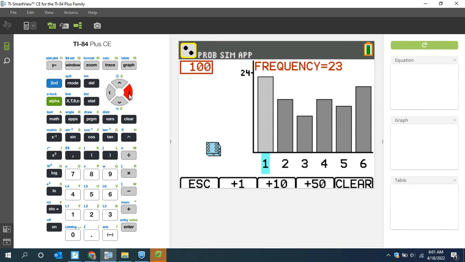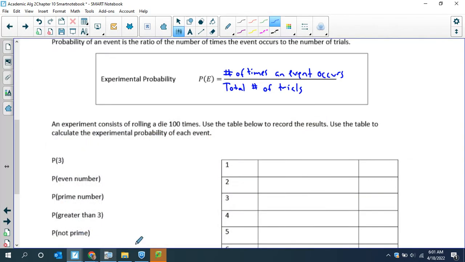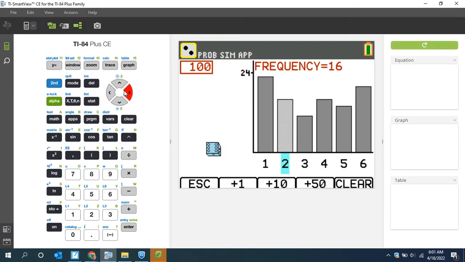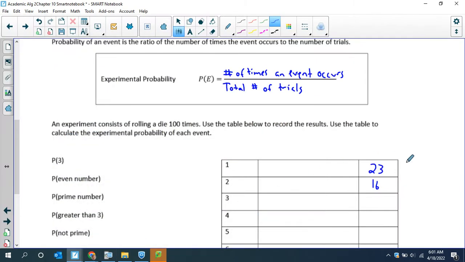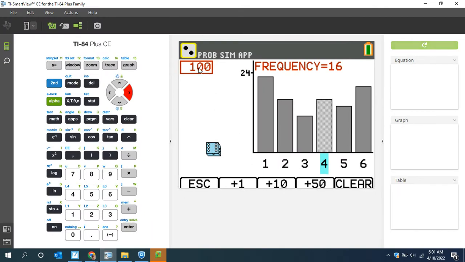All right, for a 1, we have 23. And a 2, we have 16. For 3, we have 11. 4, we have 16. And again, this is an experiment. So if you did this on your own, your results would probably be different than mine. And then 5 is 14 and 6 is 20.